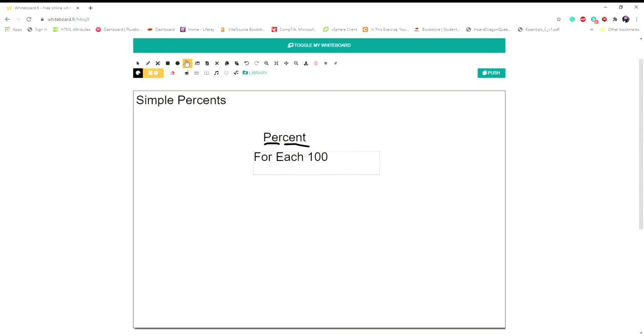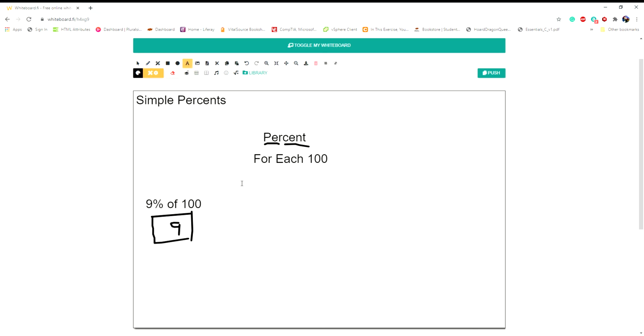So let's say I am trying to find 9% of 100. So I'm going to use that logic of for each 100. 9% of 100. So for each 100, there is 9. And if I draw a little box out here to represent 100, I know that there are 9 per 100.